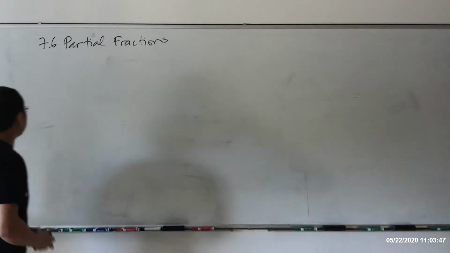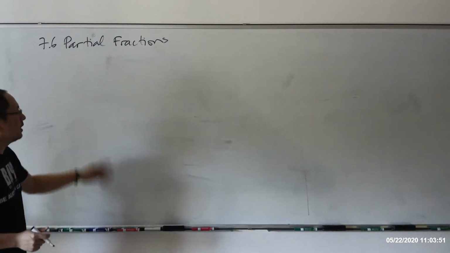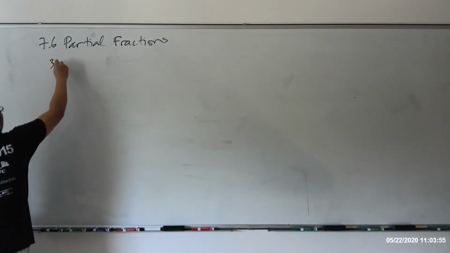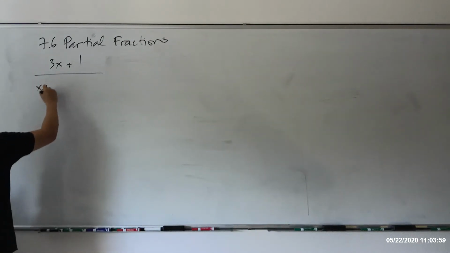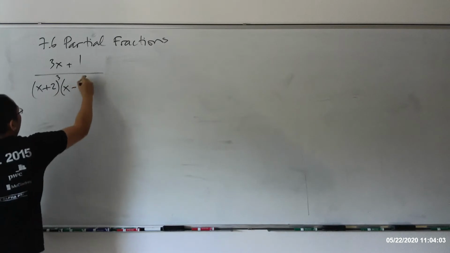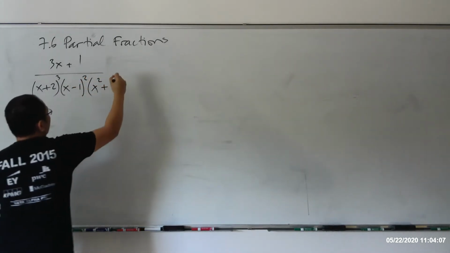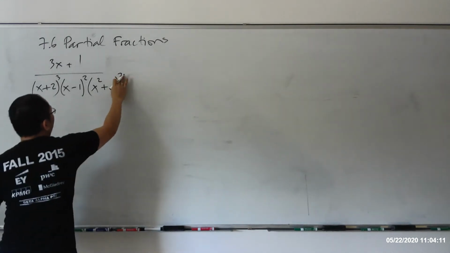How about another example? But this time, I'm not going to solve the whole thing. Okay, I'll just show you how to decompose a big fraction. Say you got 3x plus 1 over, how about x plus 2 cubed times x minus 1 squared times x squared plus 1 squared. Cube that, make it bigger.